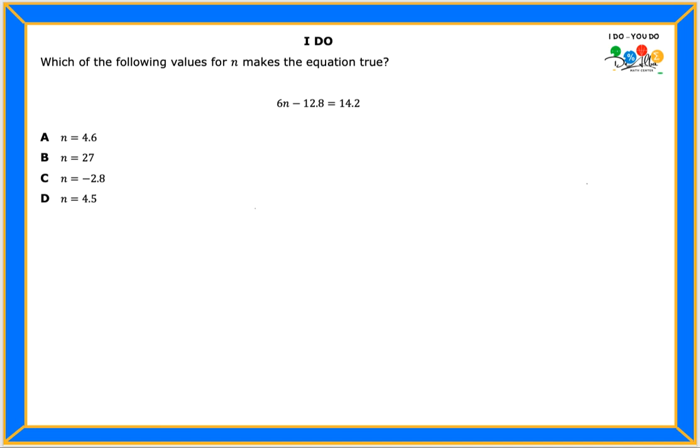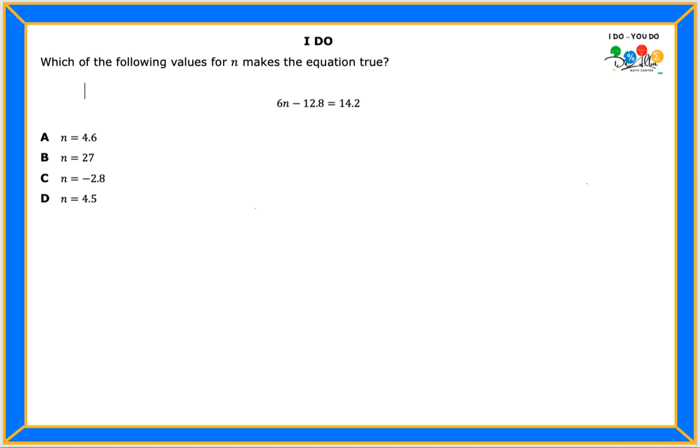We can do it in two different ways. We can do substitution of the different choices that we have, or we can do it algebraically. And I think algebraically would be the best way to do it because then that's foundation for your next class. That might be 8th grade math or algebra 1, but it's foundation for you.